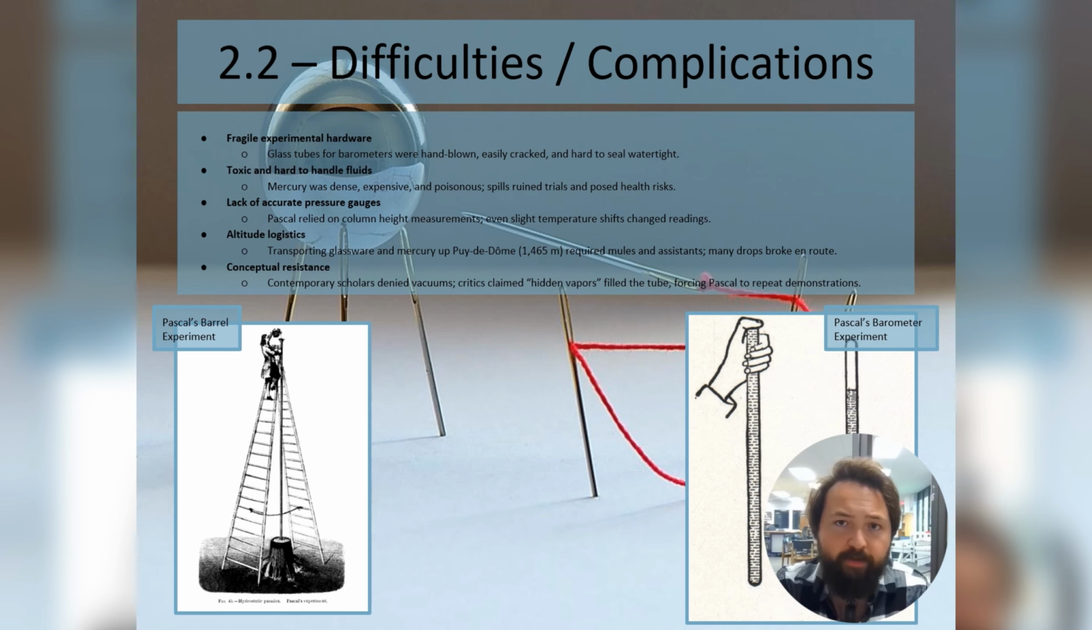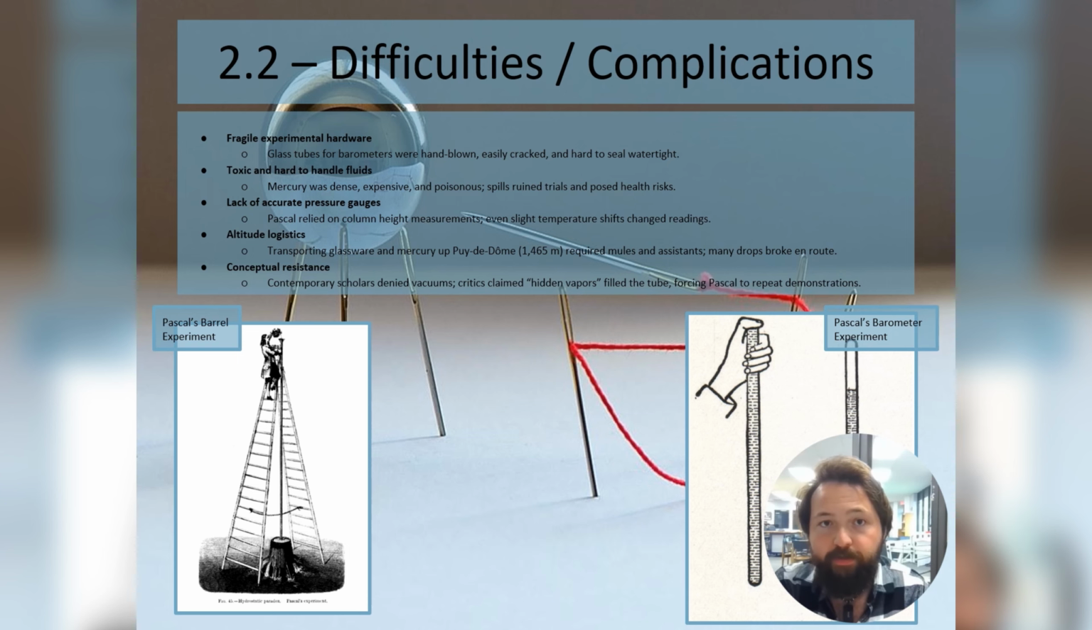Pascal faced many challenges while demonstrating his principle. His experimental hardware was fragile: glass tubes for barometers that were hand-blown, easily cracked, and difficult to seal watertight. The fluids he used were also problematic. Mercury, though dense and effective, was expensive, hard to handle, and extremely toxic. Spills often ruined experiments and posed serious health risks. He didn't have accurate pressure gauges, so he had to rely on measuring the height of liquid columns. Even small temperature changes could throw off his readings.